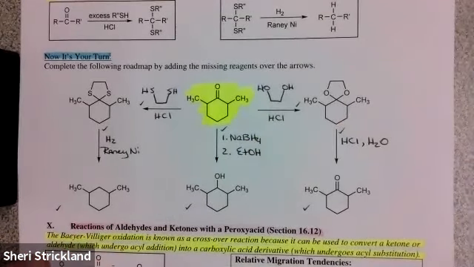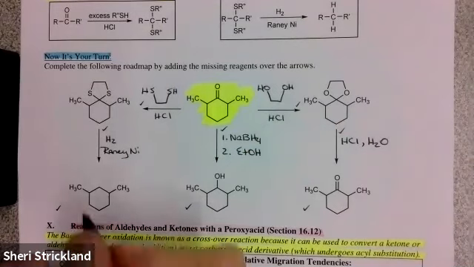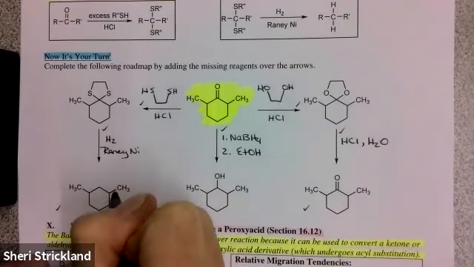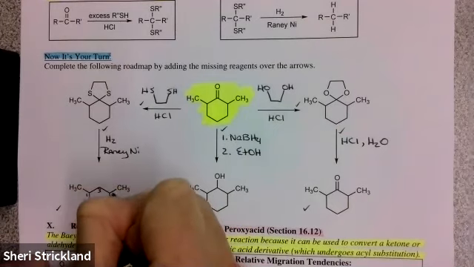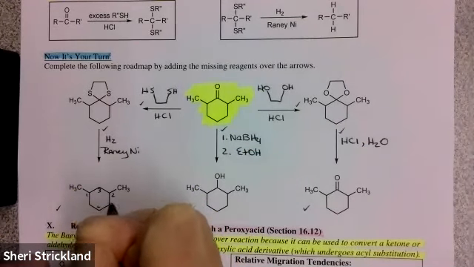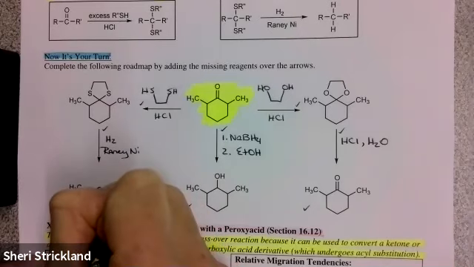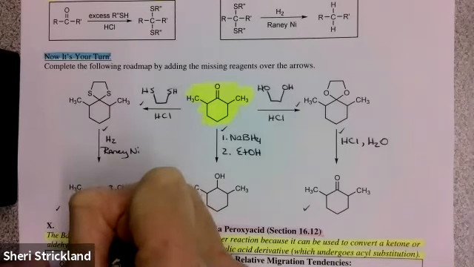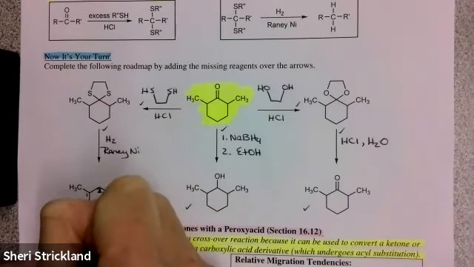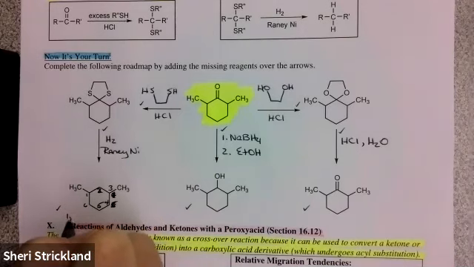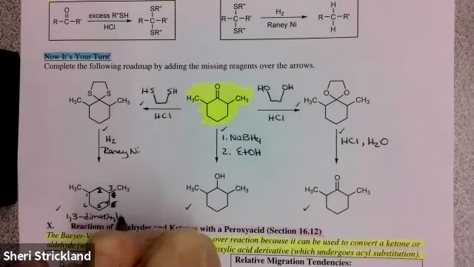Okay, so what are the names of these things? Well, if we've just got the two methyl groups on here, then we're going to have to start numbering at one of them. 1, 2, 3, 4, 5, 6. There we go. So this is 1,3-dimethylcyclohexane.